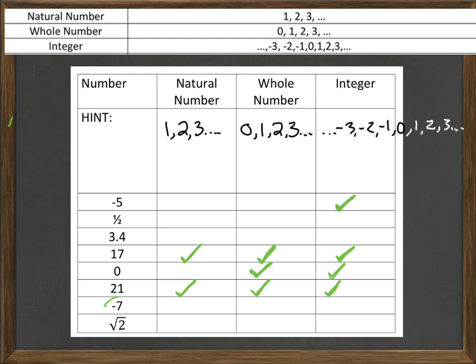So now we have our last 2 numbers. How about -7? Could I get to -7? Absolutely. So -7 is an integer. And again, the square root of 2, if you type that in a calculator, it is a decimal, so it is not an integer. And so we're done.